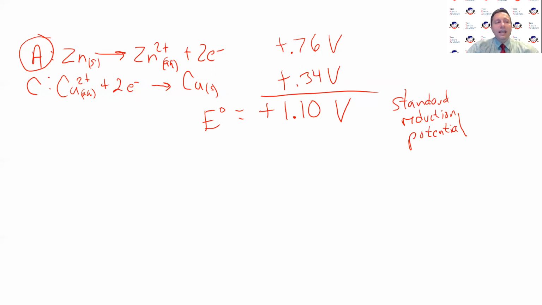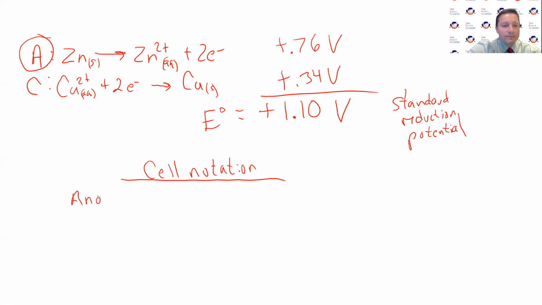Now let's express this in what's called cell notation. I'm going to write this here, cell notation. How do you write this galvanic cell, two half reactions, as cell notation? The process is always you write the anode on one side and then the cathode on the other. You go from the solid on the outside, then the aqueous, separate the reactions with 2 lines, and then the aqueous and then the solid.